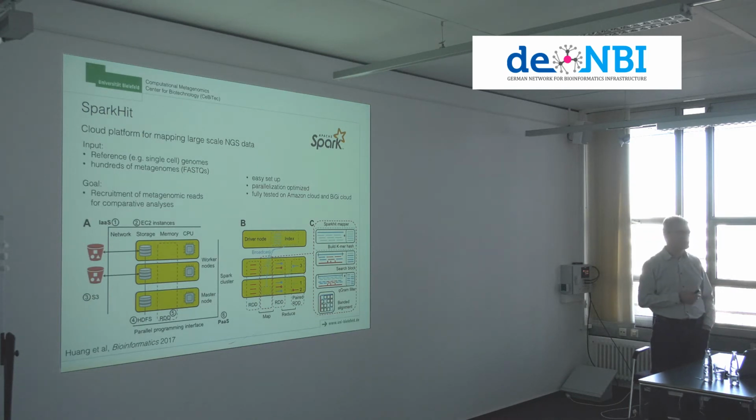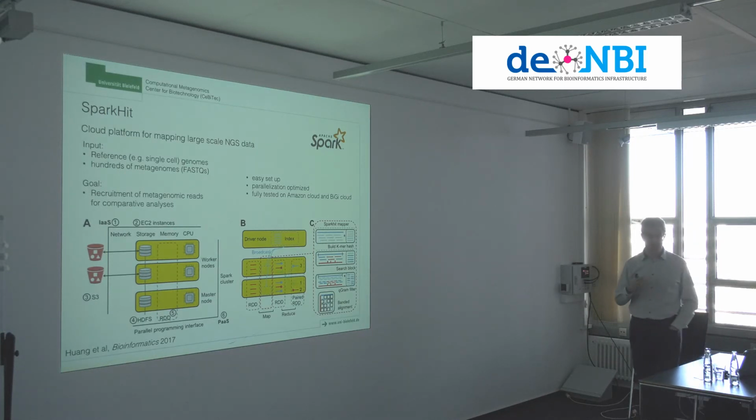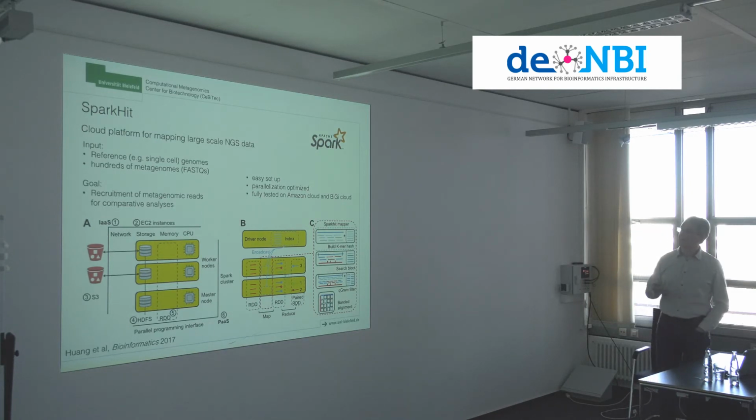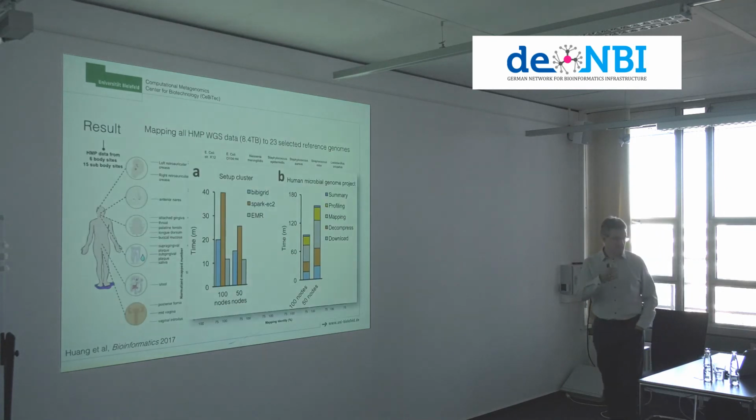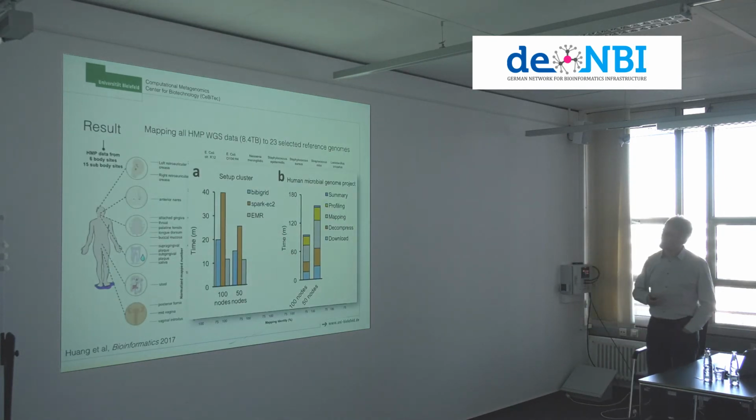But now we don't have like 470 data sets available, but we have like 100,000 data sets available. So you need a tool which is really fast and can make use of these resources. And that's actually SparkHit. So it takes the data sets, the raw data, it maps it to your references, and then you can generate some sort of profiles for the references.